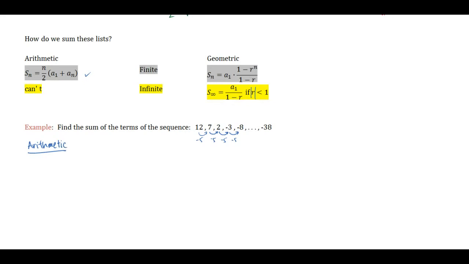S sub n. n is the number of terms. I don't know the number of terms. There's this dot, dot, dot here, right? And that means there's some in between. I don't know how many there are. So good news, I can use that other formula. I can say, oh, wait a minute. a sub n is the first term plus n minus 1 times d, which in our case is negative 5.